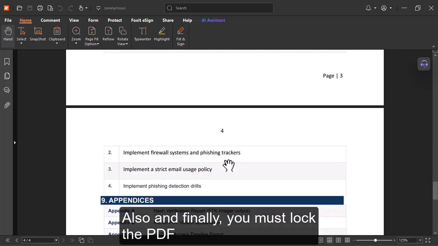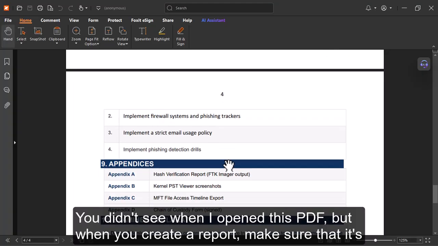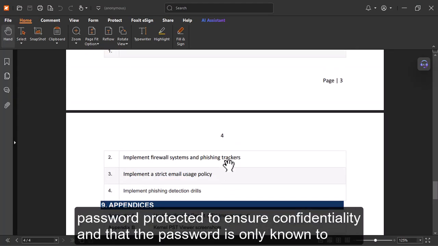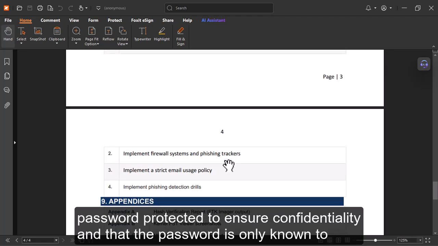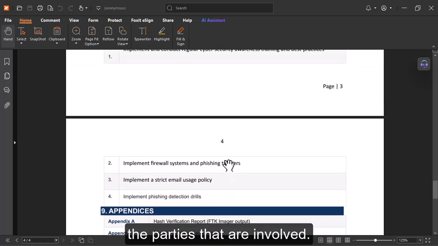Also, and finally, you must lock the PDF. You didn't see when I opened this PDF, but when you create a report, make sure that it's password protected to ensure confidentiality and that the password is only known to the parties that are involved.